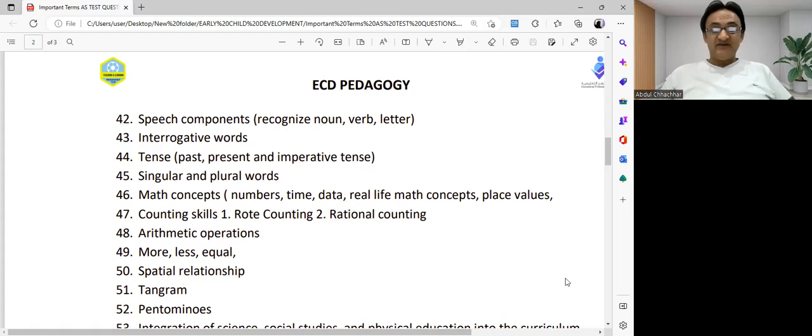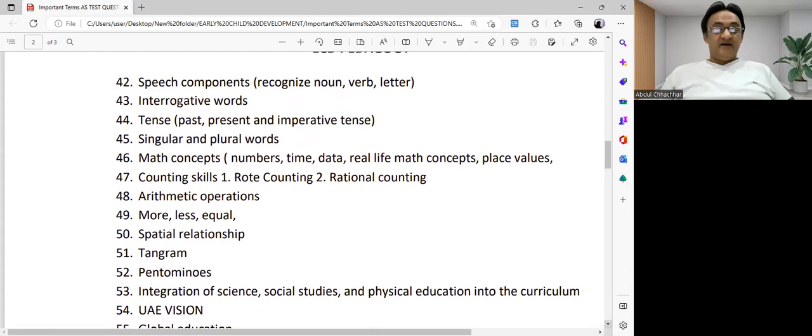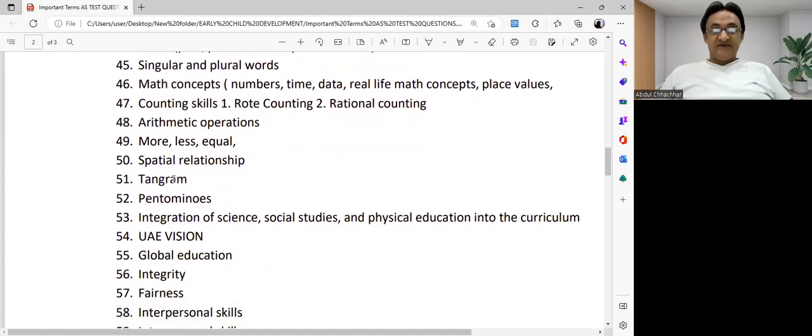You should know the spatial relationship. Tangram, this was a question previously. Pantomimes, this was a question in the test. Integration of science: they can create a scenario on how to integrate music, drama, social studies, physical education, science, mathematics, and other subjects like moral education into the subject's domain. You should know how to integrate, so they can create a scenario and they can ask you the patterns of it. Regarding the UAE visions, you have to go through it.